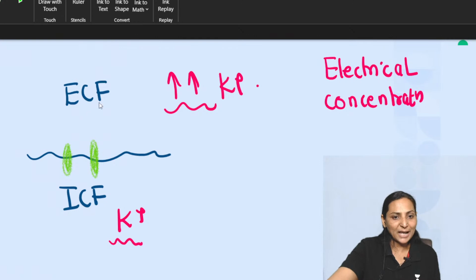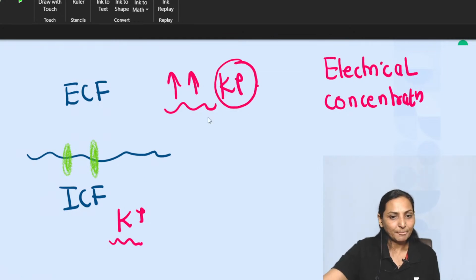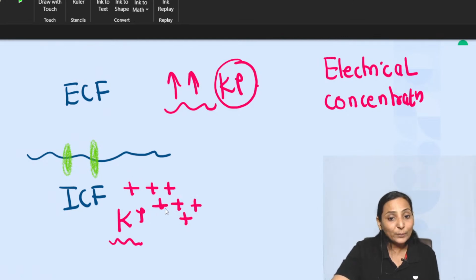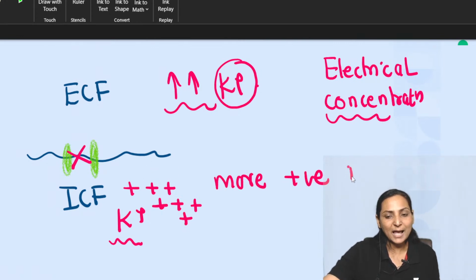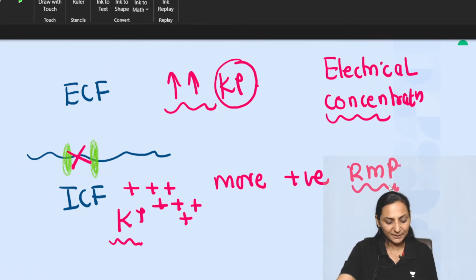So if the potassium is more outside, please listen very carefully. If the potassium is more outside, the potassium which is inside will not go outside, because there is no concentration gradient. Already there is lots of potassium in the ECF. So the potassium in the ICF will not go outside. That means inside will be more positive. So you will have a more positive RMP, right?